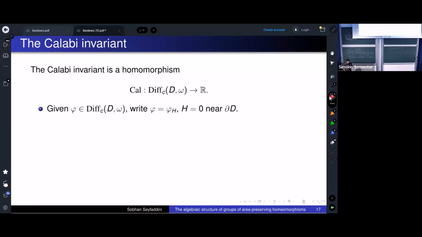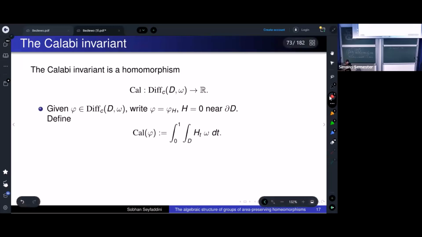Take an area preserving diffeomorphism of the disk, say phi. Since it's Hamiltonian, I can write it as the time one map of some Hamiltonian, which I call H. So when I write phi equals phi sub H, I mean it's the time one map of this Hamiltonian isotopy given by some H. And we take H to be 0, recall, from near the boundary. Now here's the definition. It's about as simple a definition as you could see. The Calabi invariant of phi is just the average of this Hamiltonian over the surface. So you take the average with respect to space and time. It's a very simple definition.